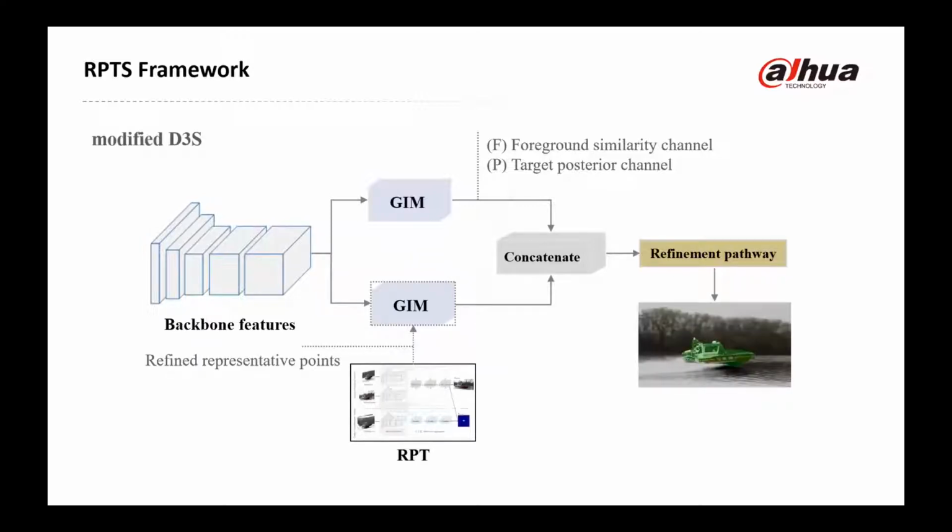In our RBTS framework, we replace the GEM output with the refined representative point set of RPT, providing more accurate object location and target state estimation.